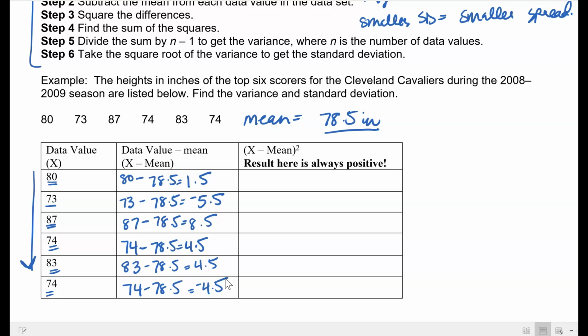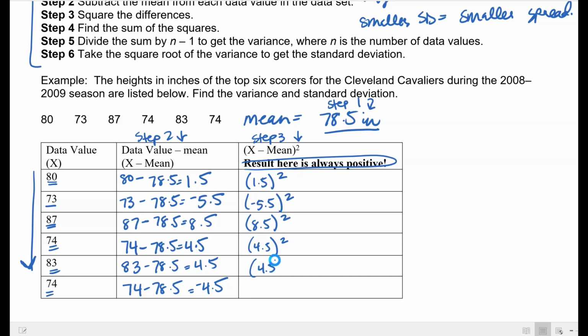So you'll notice some of them are positive, some are negative. In this next column, we're on step 3. This is step 3, and this is step 2, and then the mean was step 1. The next thing we're going to do is square these, and it's really important that if you use your calculator, which you probably will, you put these in parentheses, because the result here is always positive.